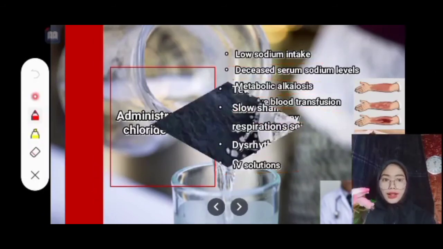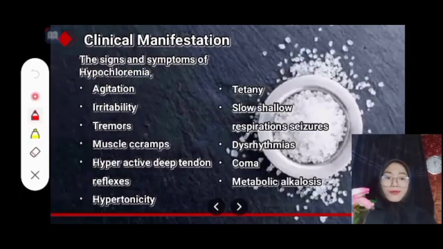So next is the clinical manifestation, the signs and symptoms of hypochloremia. We have agitation, a state of anxiety or nervous excitement, and irritability, a feeling of agitation. Then tremors, which are involuntary rhythmic muscle contractions leading to shaking movements in one or more parts of our body. And then muscle cramps, which are sudden and involuntary contractions of one or more of our muscles.